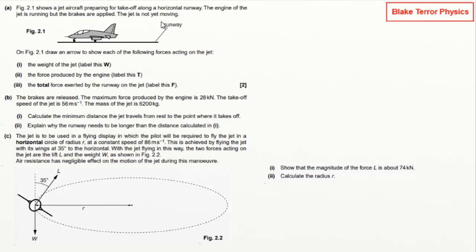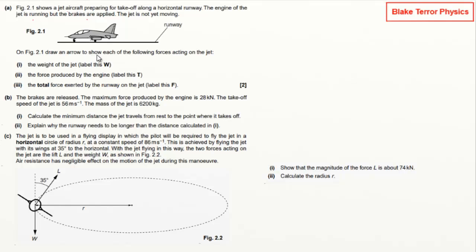Right, so we start with a jet engine, jet aircraft even, preparing for takeoff along a horizontal runway. The engine is running but the brakes are applied. So the jet is not yet moving. Draw an arrow to show each of the following forces acting on the jet.